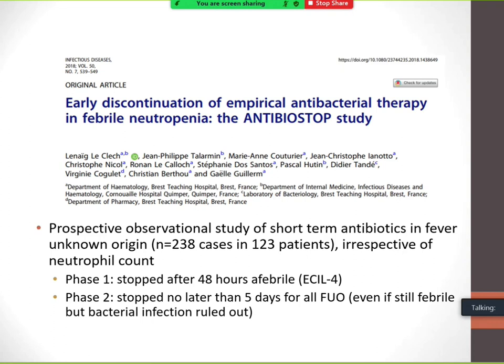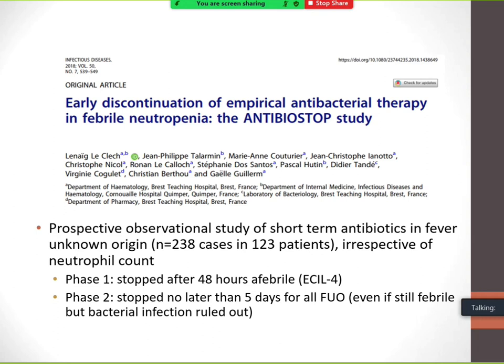I'll briefly mention this trial. This one is even more bold than I am. It is called the Antibiostop trial. It was published in 2018. It was a prospective observational study that basically had two groups. One of them was a rollout and change of their protocol.